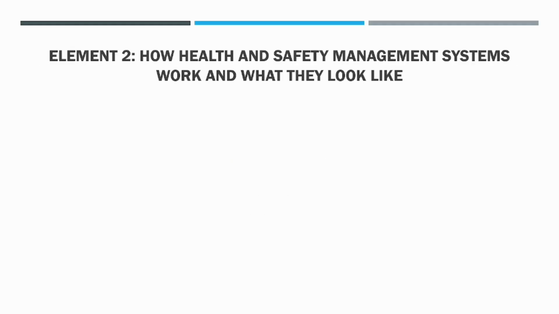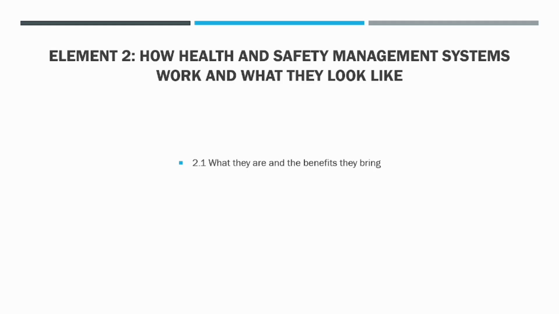The second element is how health and safety management systems work and what they look like. This element introduces structured systems used to manage workplace health and safety. The first module of element 2 is what they are and the benefits they bring. It means what health and safety management systems are and what the benefits of health and safety management systems are. Health and safety management systems help organizations to control risk and improve performance.